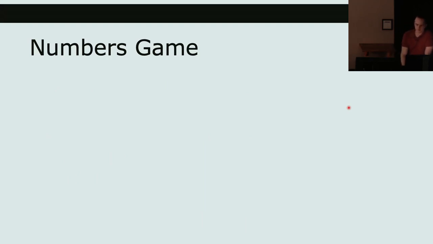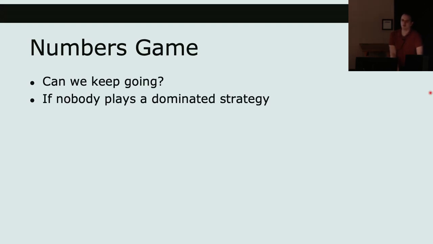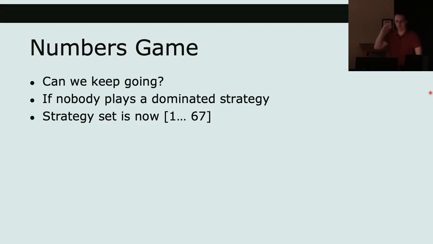Okay, now let's pretend that everybody who read that slide is rational, right? Do you see where I'm going with this? Can we keep going? If nobody plays a dominated strategy, which we learned is what you should do, then the strategy set, the things that we can choose from, is now 1 to 67. 67 is now the maximum number that we can choose. Uh-oh. Let's do some recursion.